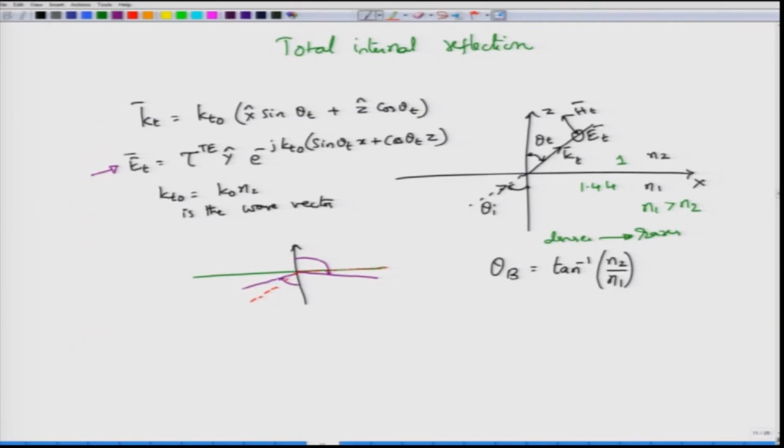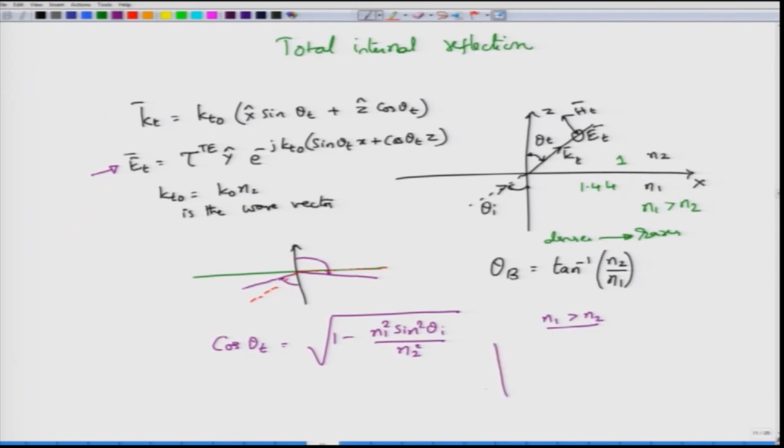Let us see that. So, this will be times e power minus j k t 0 sin theta t x plus cos theta t times z. And we also know that cos theta t can be written as the square root of 1 minus n1 square sin square theta i divided by n2 square. Now, observe that we have a situation where n1 is actually greater than n2, correct. Our incident medium happens to be optically denser compared to the rarer medium.